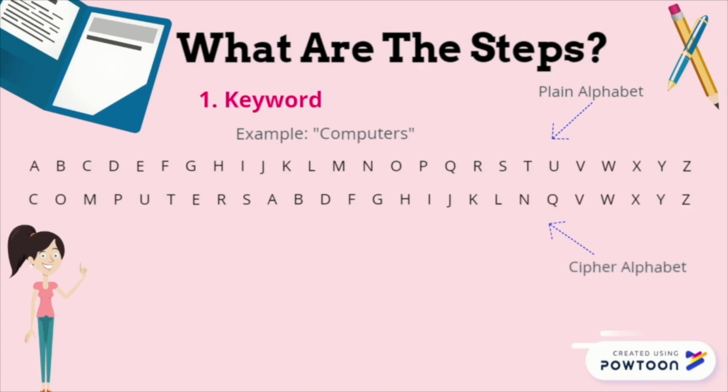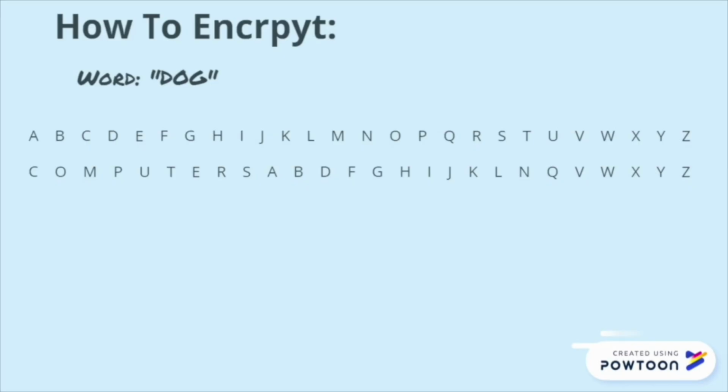Now that we have set up our plain alphabet to the cipher alphabet, we are ready to encrypt any message. Just look at the letter you want to encode in the regular alphabet and check what the letter it corresponds to. Say we want to code the word dog. Well, D becomes P, O becomes H, and G becomes E. So our code word for dog would be PHE. See, that wasn't too hard now, was it?